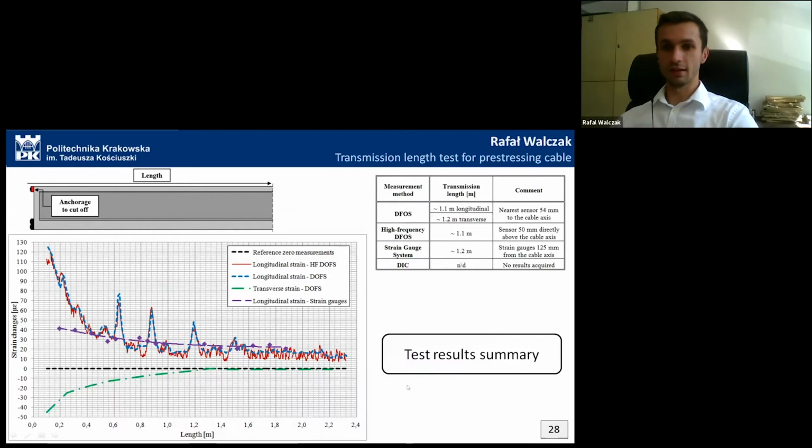And here we can see the summary of the test results. This is a graph with all the measurement methods presented along the element. So we can see the red one, high-frequency DOFS, and static DOFS with a blue color, which represent almost the same phenomena. With a violet color, we can see strain gauges. Of course, lower value due to the localization of it. And the green colors represent transverse strain recorded with a DOFS. And the transmission length was arbitrarily considered to be at 1.1, 1.2 meters from the start of the beam.